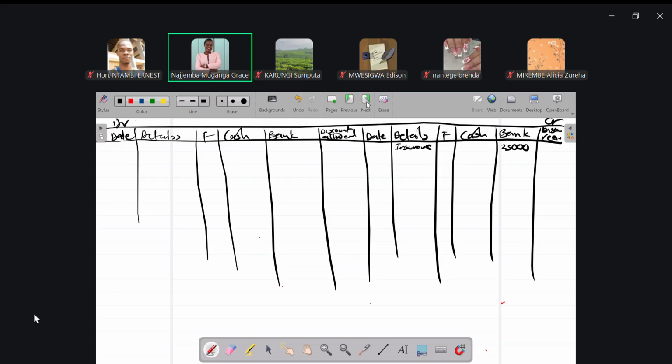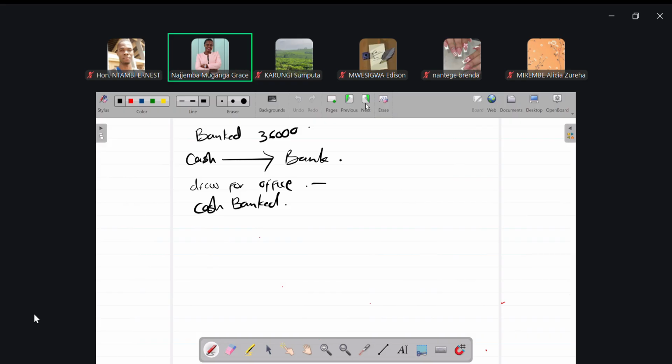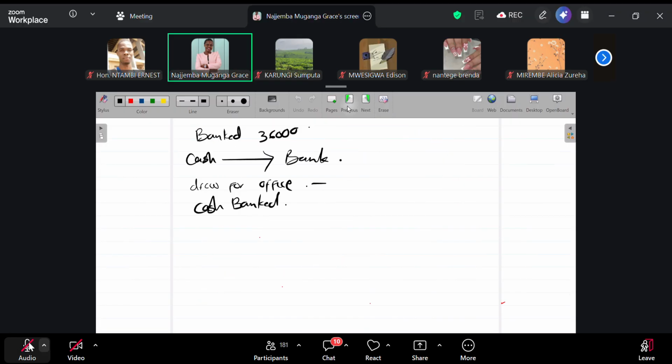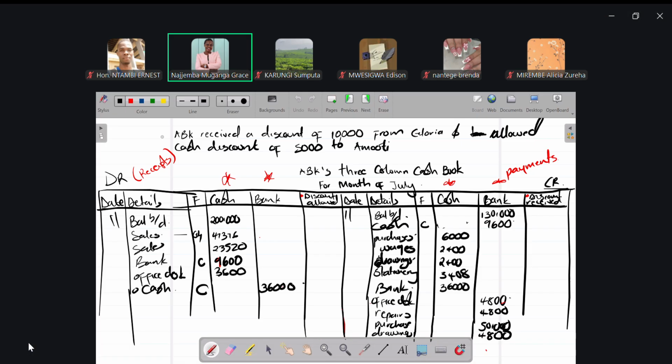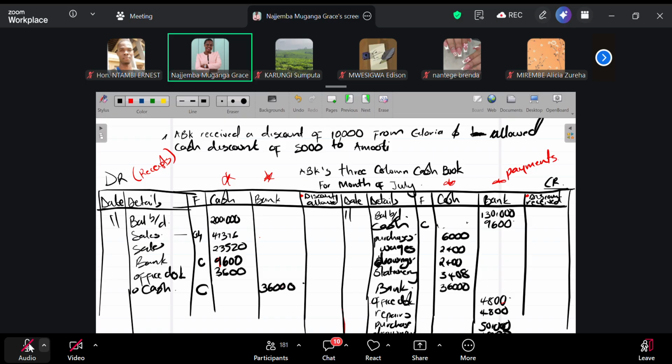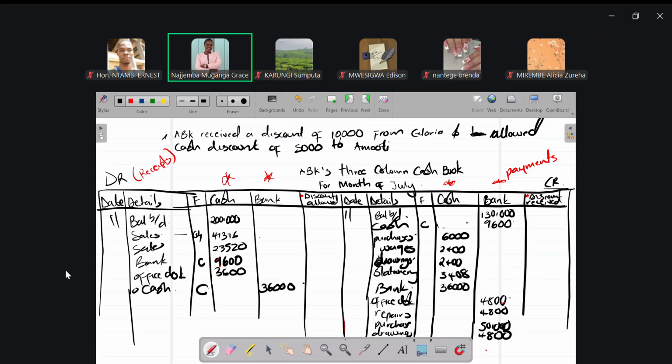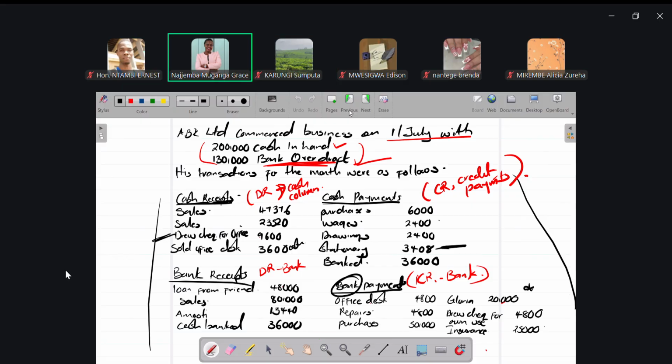Then finally, let us see how we post the discounts. We have a note here. ABK received a discount of 10,000 from Gloria. So where is Gloria? Madam, we have not posted the bank receipts as well. We had not yet posted bank receipts.